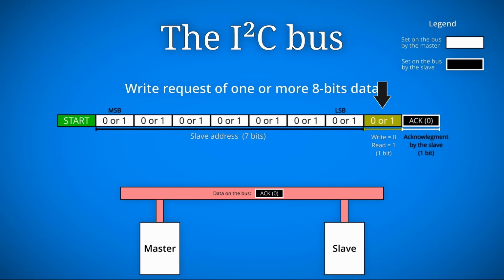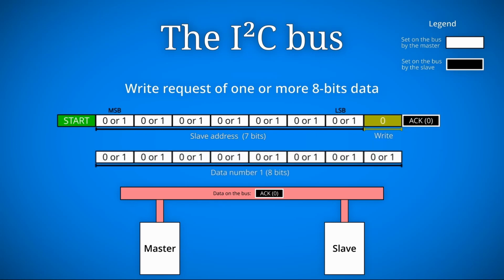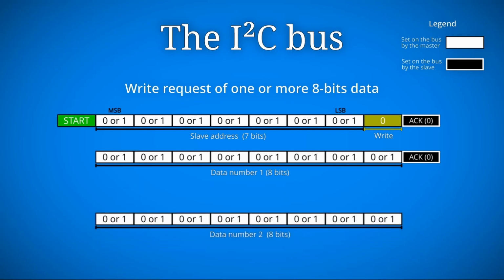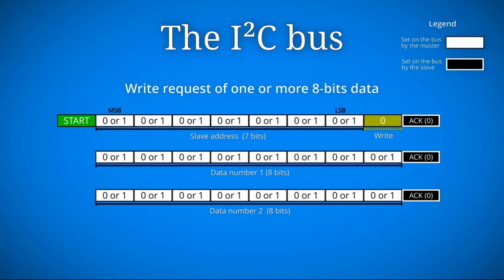If it's a write request, the master then sends the 8 bits data that the slave must acknowledge. If the master wants to send another 8 bits of data, it does so, and the slave acknowledges. This way, the master can send multiple 8 bits data in a row.